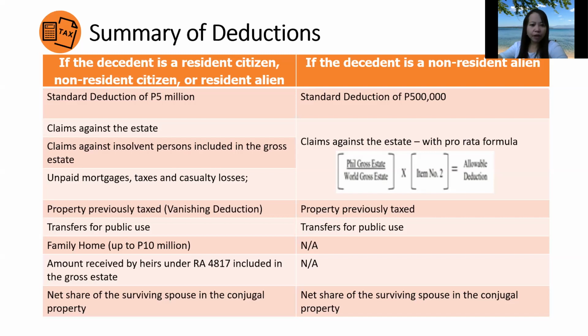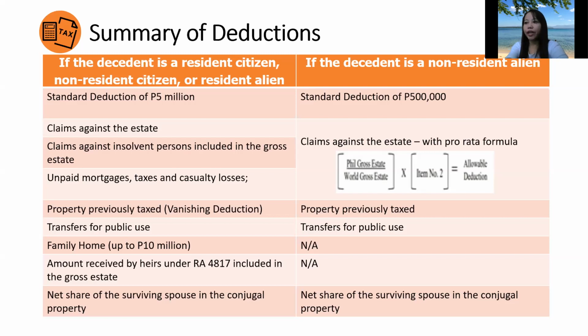For this amount, we already discussed the standard deduction, right? Whatever the gross estate is, the standard deduction is 5 million. So for small estates, the standard deduction alone would make that estate not taxable, right? But we still need to file this estate tax because there is no more threshold under the current TRAIN law.